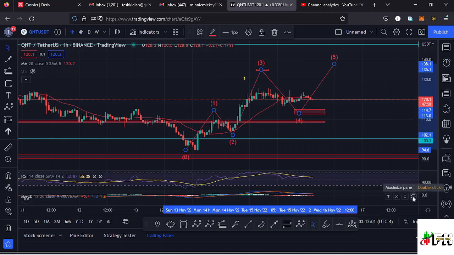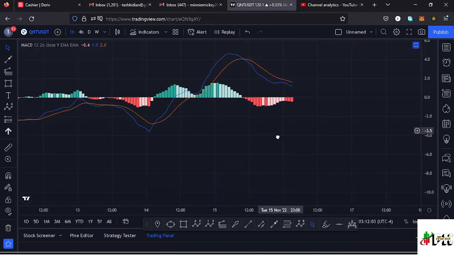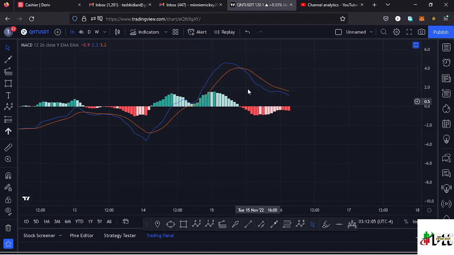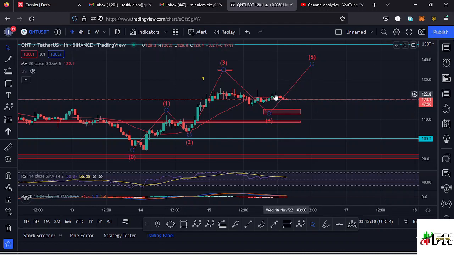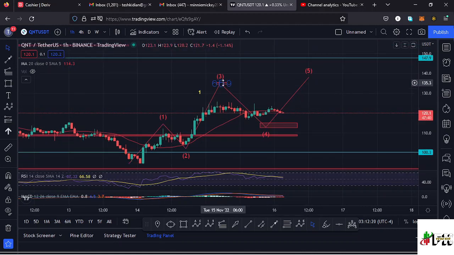Also taking a look at the MACD, here on the MACD you have printed a bearish cross, and that would mean lower prices are coming our way. So let's be patient and see how that plays out, whether we are going to fully maximize the target area in the formation of a wave 4, or we are going to continue pushing higher to fully maximize the fib level 1.618 in the formation of that wave 3 before we continue seeing lower prices in the formation of our wave 4. And that's the update for quant.